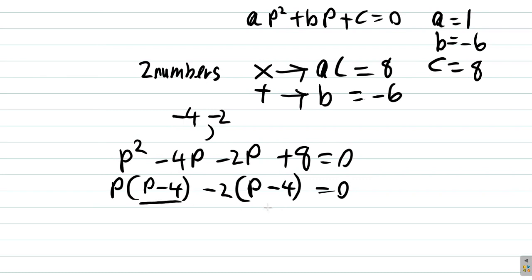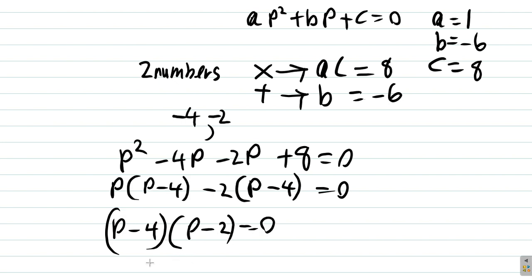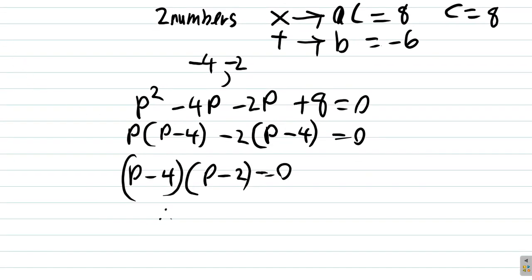The p minus 4 is a common factor here. So let's put p minus 4 outside the bracket. Inside the bracket you have p minus 2 equals 0. So therefore, you have two things multiplied and the answer is 0. So one of those things must be 0, or maybe the other one is 0. Because when you have any number multiply 0, you get 0, right? Or maybe both of them are zeros. 0 times 0 is 0.